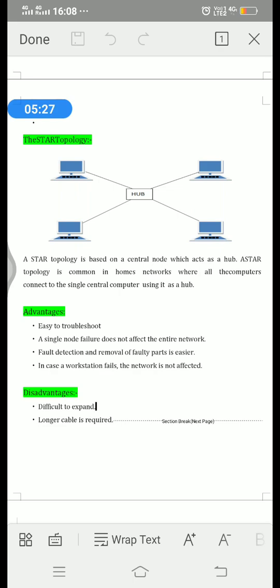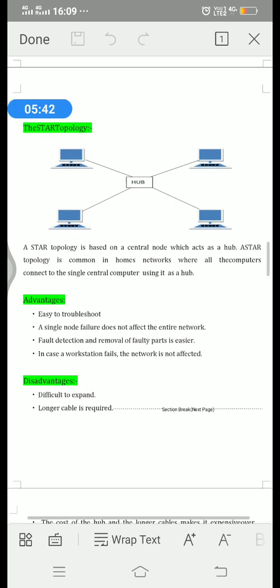It is easy to troubleshoot, as your hub indicates which system is not working. So troubleshooting is very easy. Troubleshooting means error detection and correction is very easy in case of your star topology.